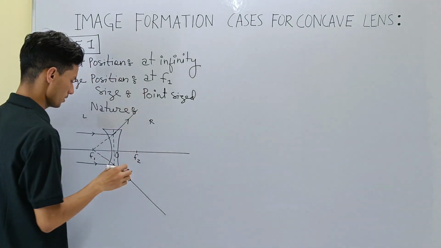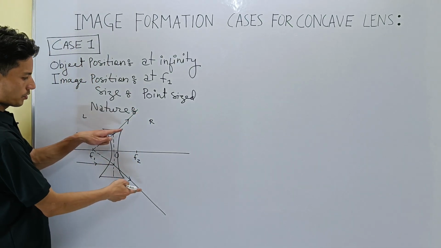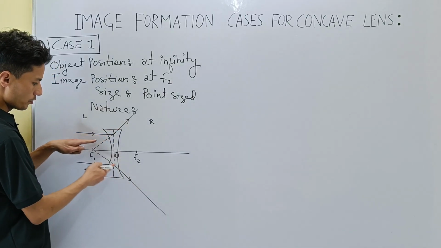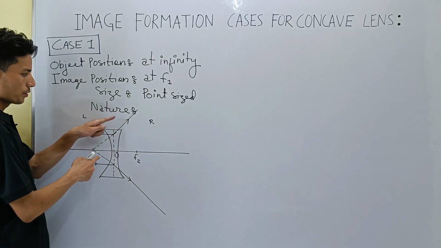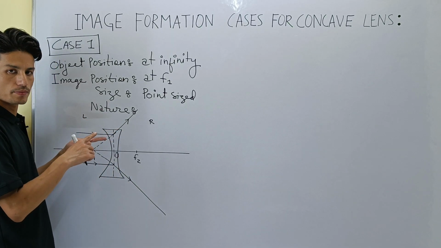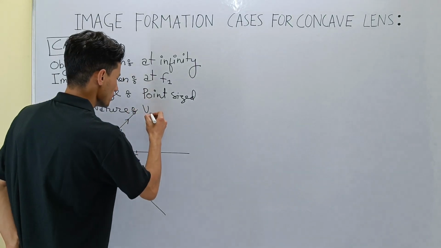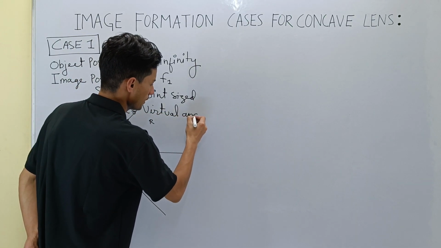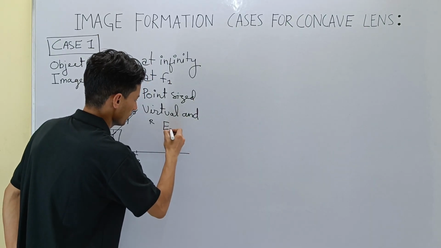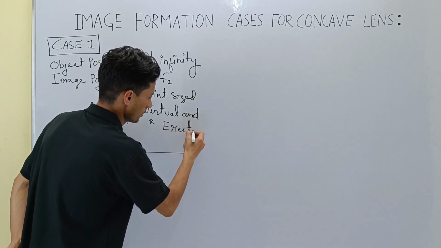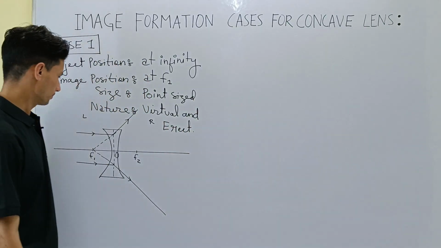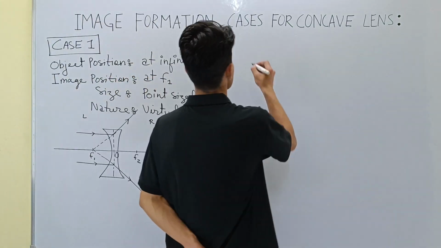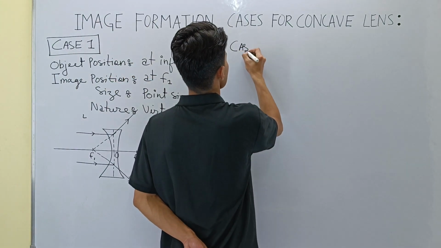Nature: the two refracted rays are not actually meeting. They appear to meet. In such a case, what do we get? We get a virtual image, and virtual images are all erect. So this is a case of virtual and erect. Virtual images are erect. Okay, so this is case 1. Now we go to case 2. So let us have a look at case 2 now.